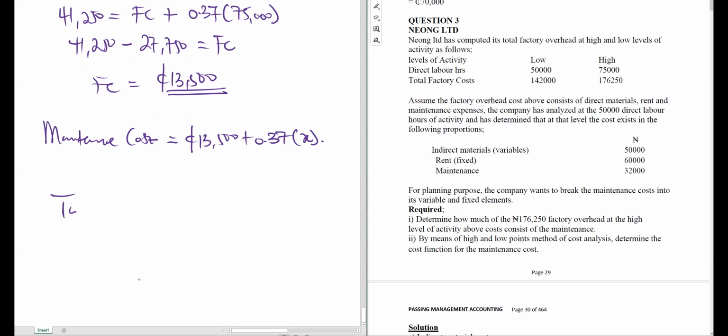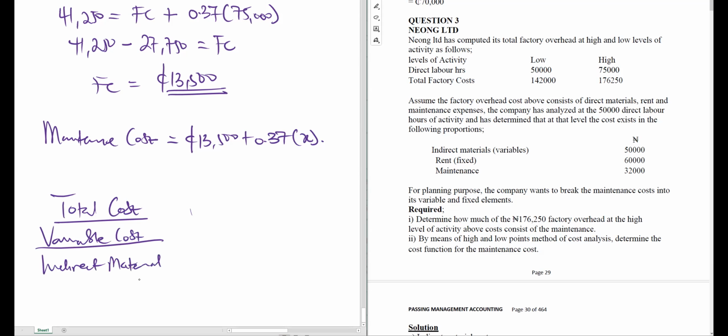Our total cost itself. Our total cost equation. Let's group the variable cost and the fixed cost and let's see. With variable costs, do you remember? We had indirect materials. And for indirect materials, the variable cost per unit was what? 1 cedi. Yes, sir, 1 cedi.